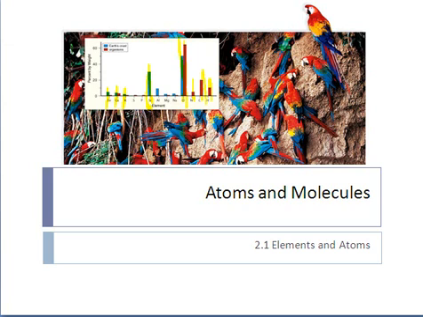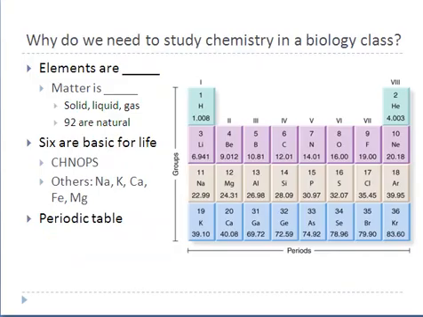So it's very important to study basic chemistry before we go on to a biology class. I know that you're in a biology class, but we will explore some of the fundamental basic chemistry to understand some of the concepts that are applied in biology. Elements are basic substances.